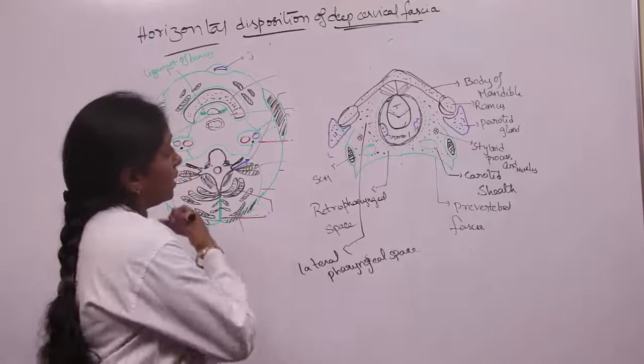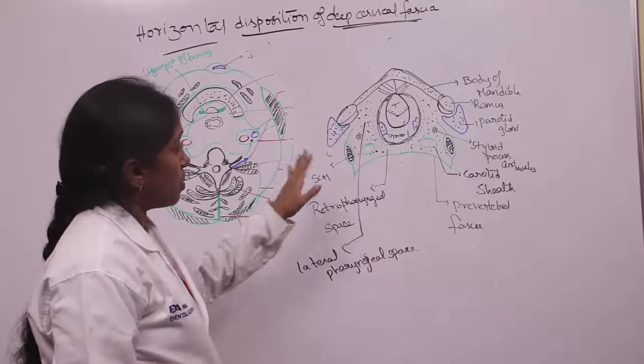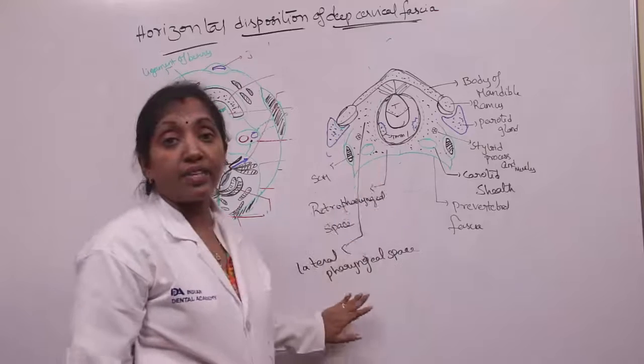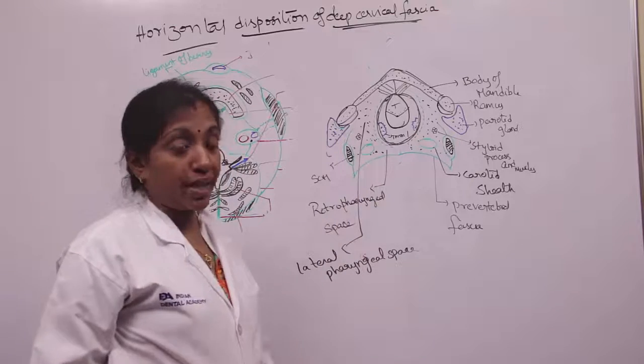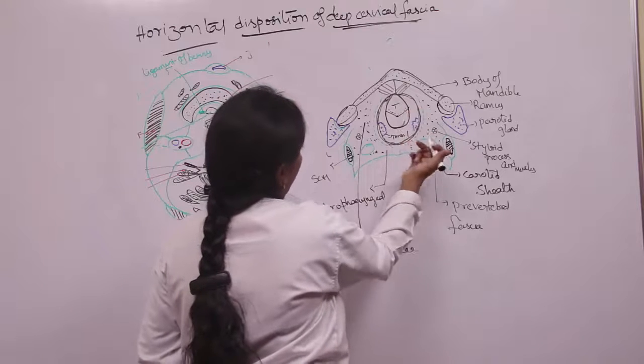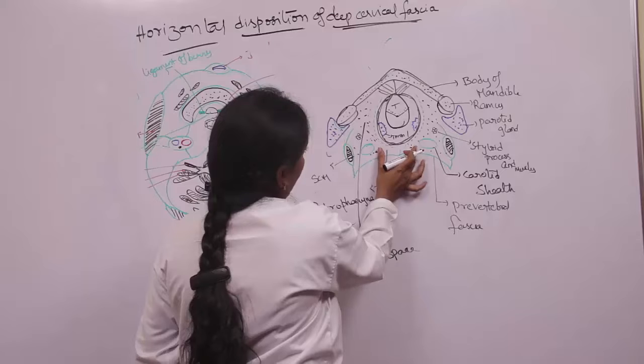So that's about the deep cervical fascia. And coming to some spaces present in the deep cervical fascia, one is the retropharyngeal space and the second one is the lateral pharyngeal space. Coming to the retropharyngeal space, it is situated behind the pharynx. So this is the retropharyngeal space.